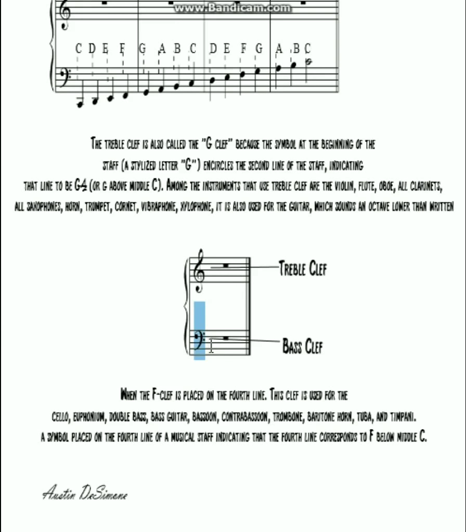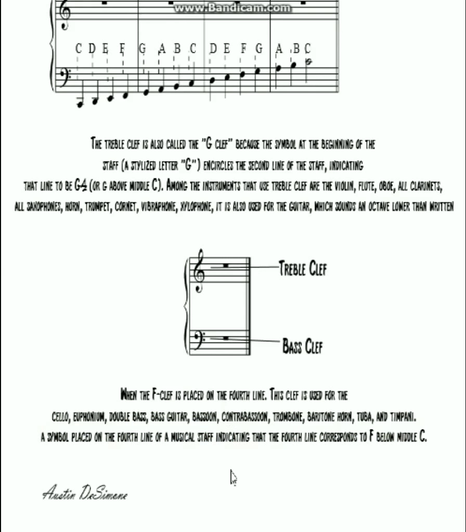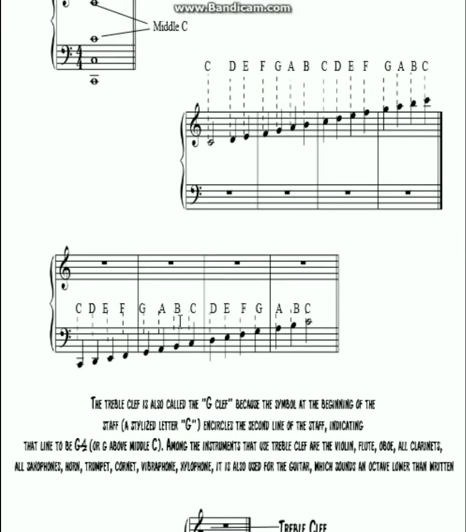Now this funky little symbol right there is called a bass clef, and it is an F clef. It lies on the fourth line. I also list down here all the instruments that use bass clef. So the fourth line in bass clef is F, as you can see right here.